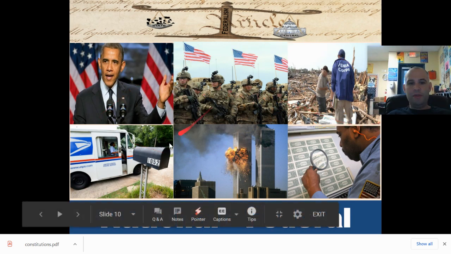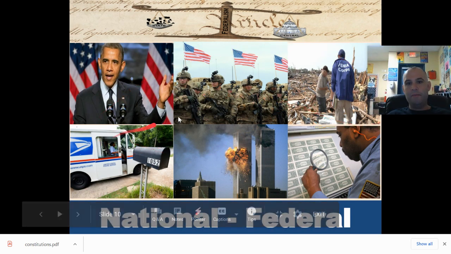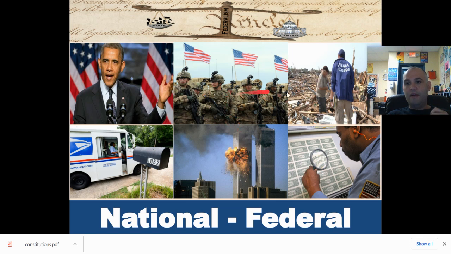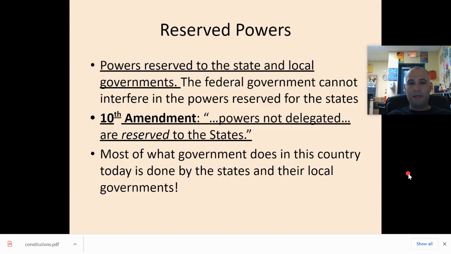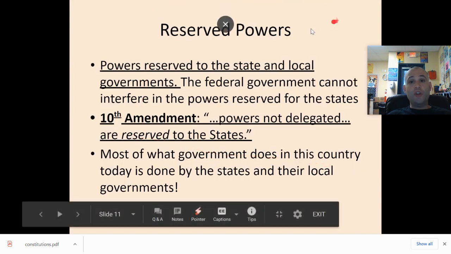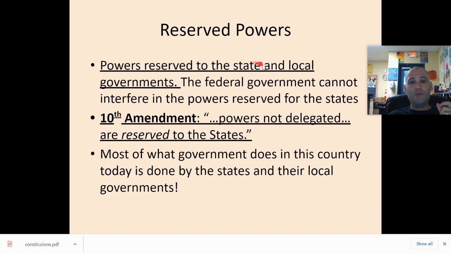So here are some examples: the mail system, the military, money. These are all powers of the federal national government. Okay, so reserved powers. You need to know this phrase. Reserved powers are powers that belong to state and local governments. It gets its name from the 10th Amendment. If you remember, the 10th Amendment states that powers not delegated to the federal government are reserved to the states.